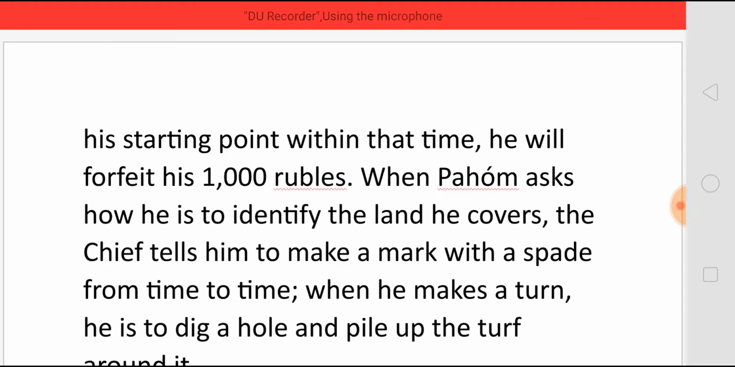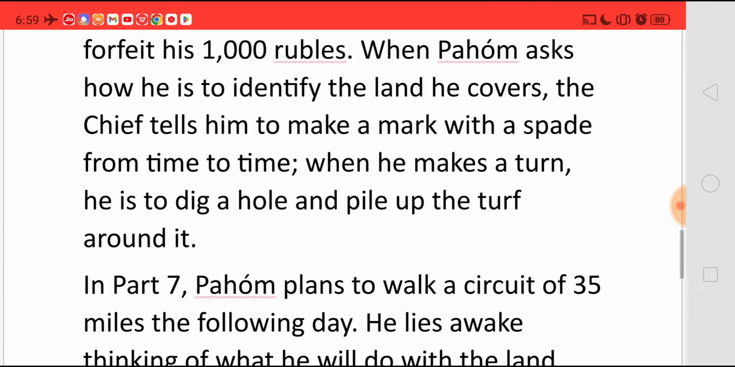Now, when Paham asks how they will know how much land he has covered, the chief tells him that he has to make a mark with a spade from time to time. So they will know that he has crossed all these places. And when he decides that this much land is enough for him, he has to make a turn. And before turning, he is to dig a hole and pile up the turf around it.